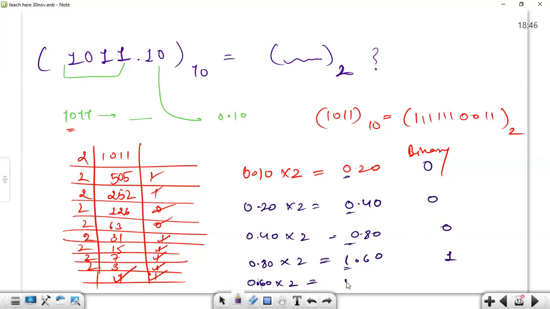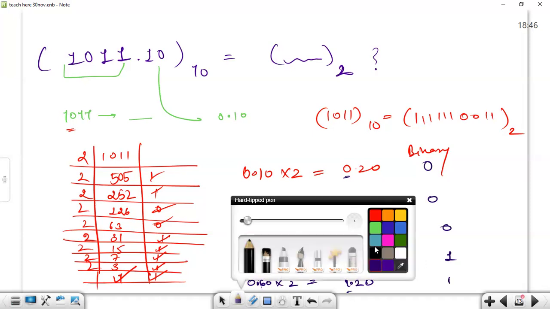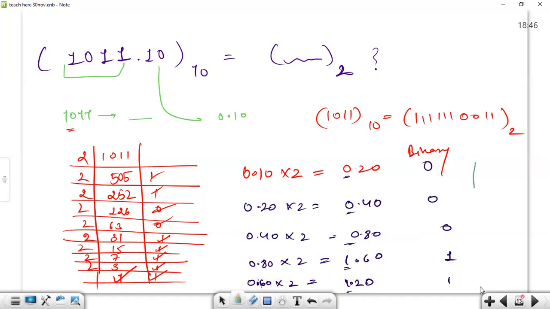This becomes 1.20, right? Taking 1 here and 0.20, and then go ahead. And also we know that we just calculate for 4 binary digits. That's more than enough to find a precise calculation.